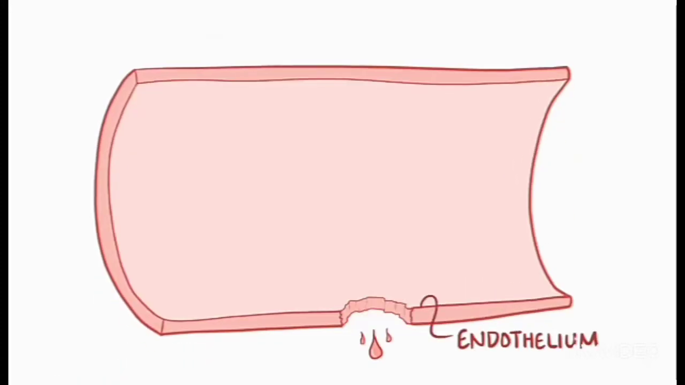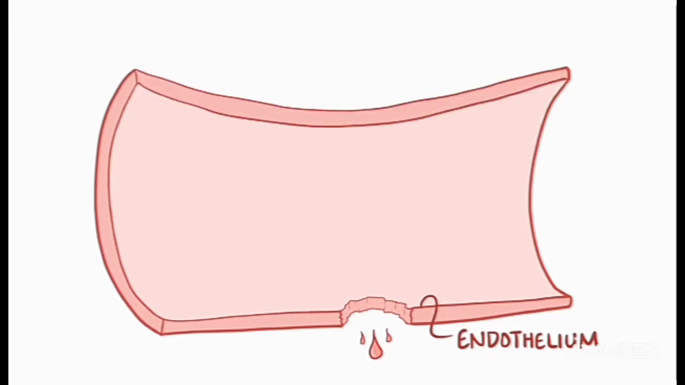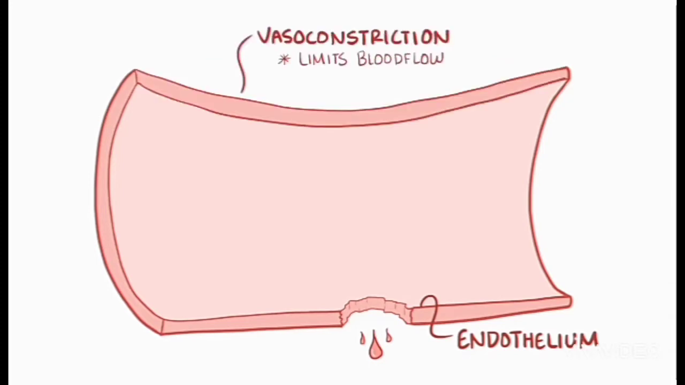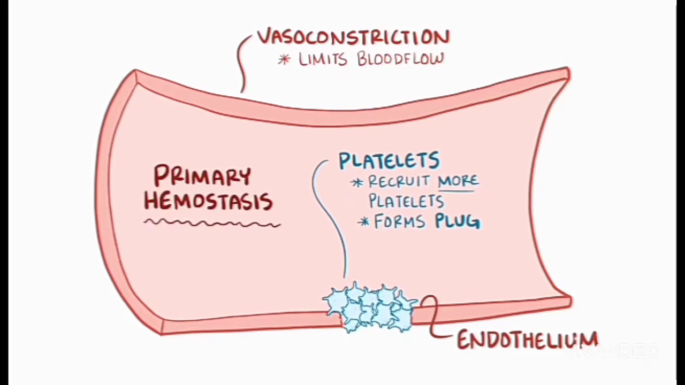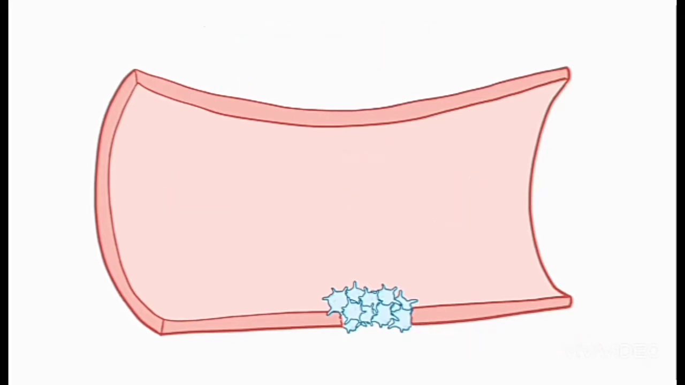Normally, after damage to the endothelium, or inner lining of the blood vessel wall, there is an immediate vasoconstriction, or narrowing of the blood vessel, which limits the amount of blood flow. After that, some platelets adhere to the damaged blood vessel wall and become activated. After activation, they recruit additional platelets to form a plug. The formation of the platelet plug is called primary hemostasis.